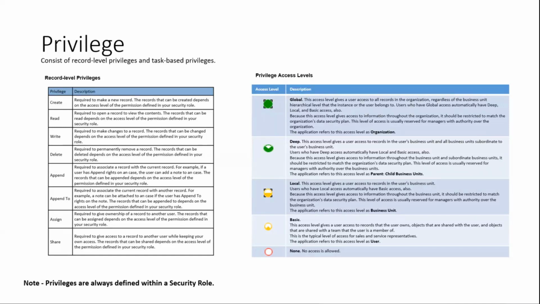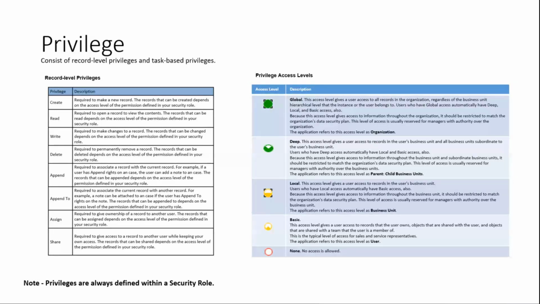And then you have access levels. So you could have global, which is organization. You can set that. That means everybody can read that record or create the record. You can go deep, which could be parent-child business unit. In my previous slide, I showed the organization Americas. So you could have America as the parent, and you could have Canada and USA as children. So if you set parent-child, then people in America can see records of people in US and Canada, right? So that's what it means.